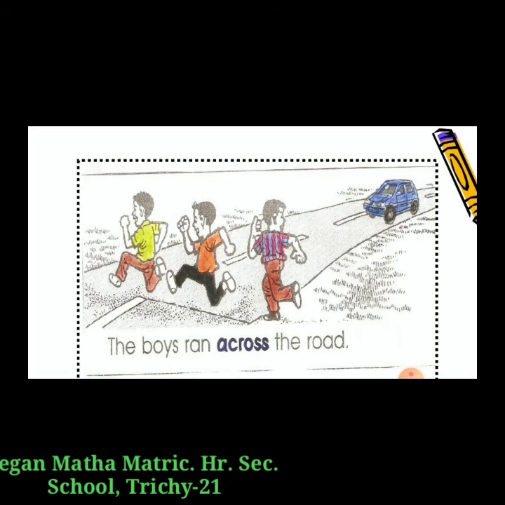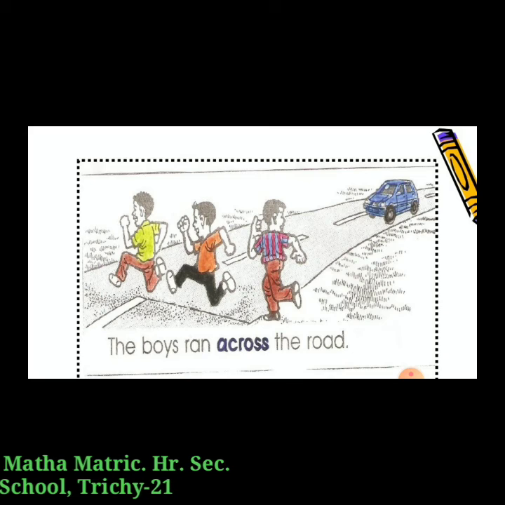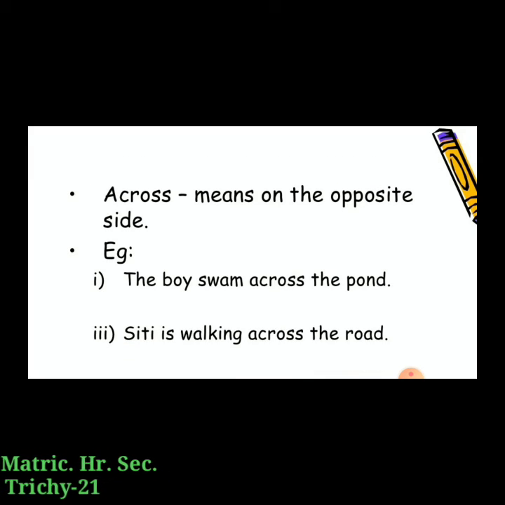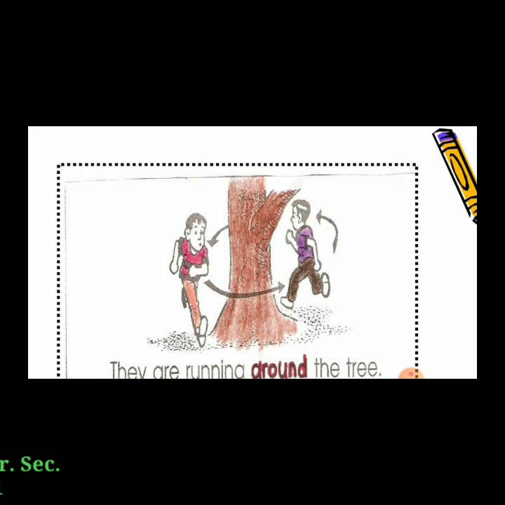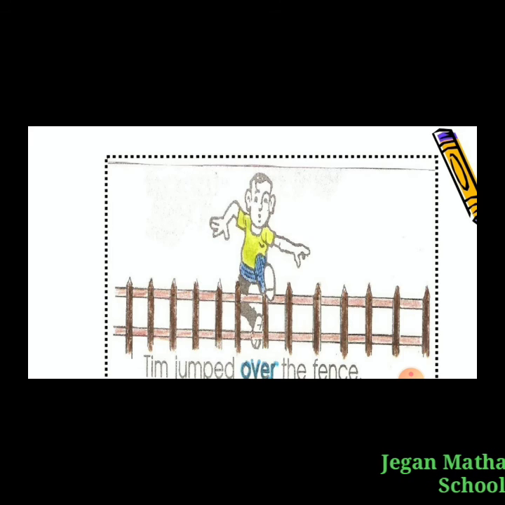The boys ran across the road. Across means on the opposite side. For example, the boy swam across the pond. Siti is walking across the road. So it refers to the opposite side. They are running around the tree. Around means moving in a circle. For example, the cat ran around the stool chasing the mouse.